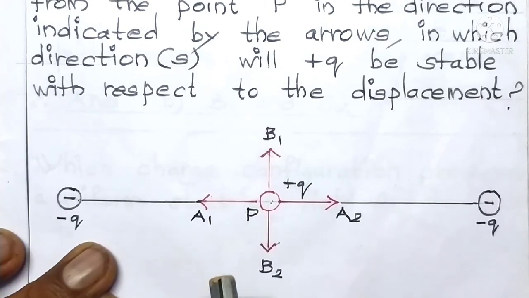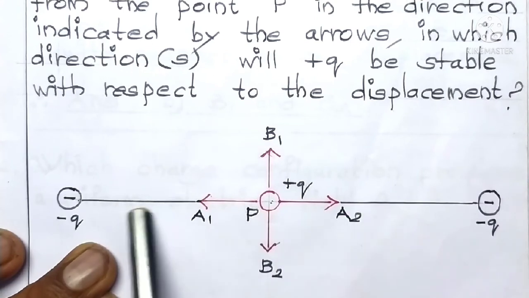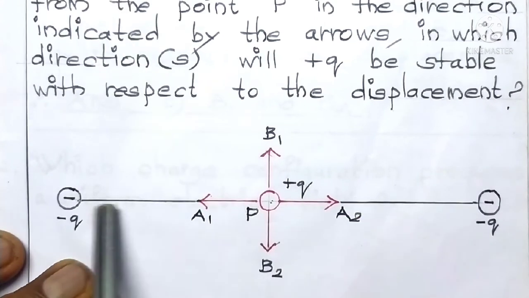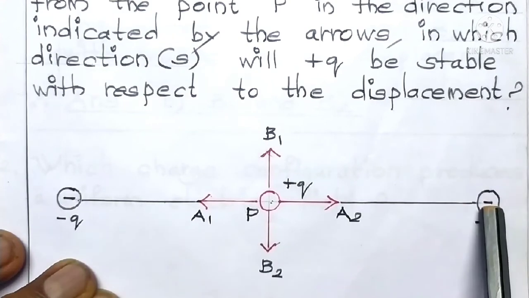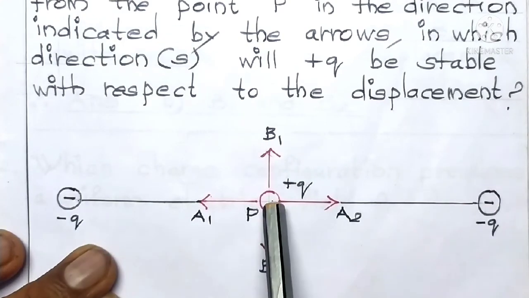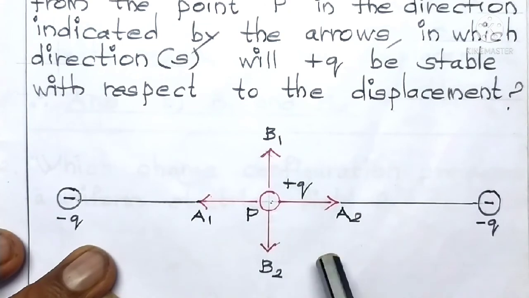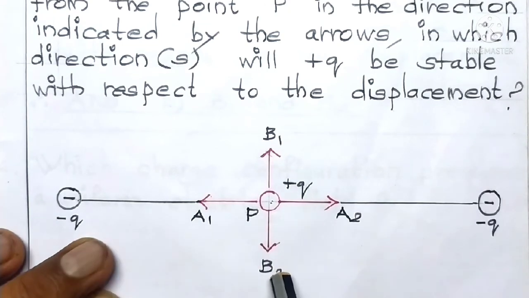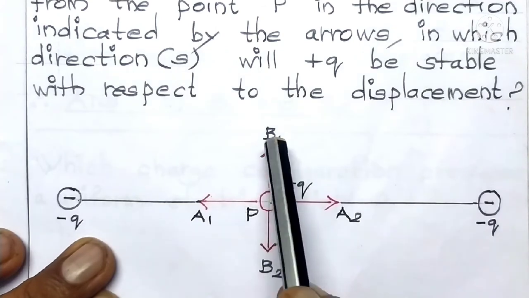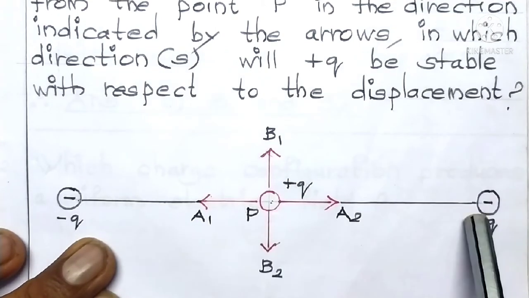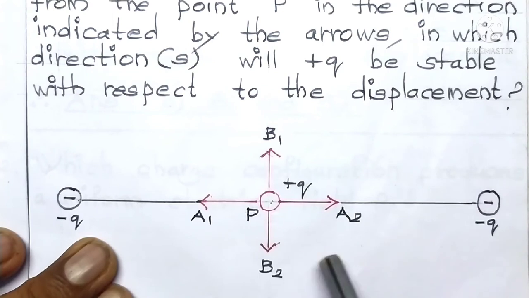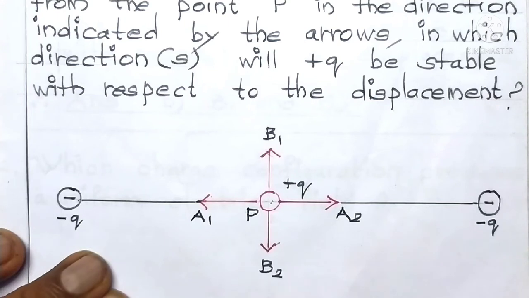Now the question is, this plus q can be moved either in the horizontal direction, in this direction or in this direction. Similarly, the plus q can be moved in the vertical direction, either in the B1 direction or in the B2 direction. But in which direction, either in the vertical direction or in the horizontal direction, when it is moved, will it be stable? That's what we are going to solve and find out.